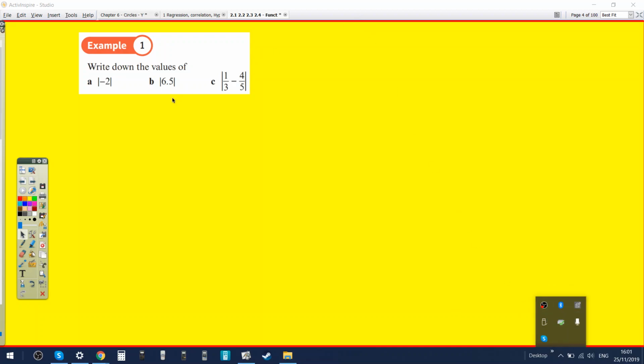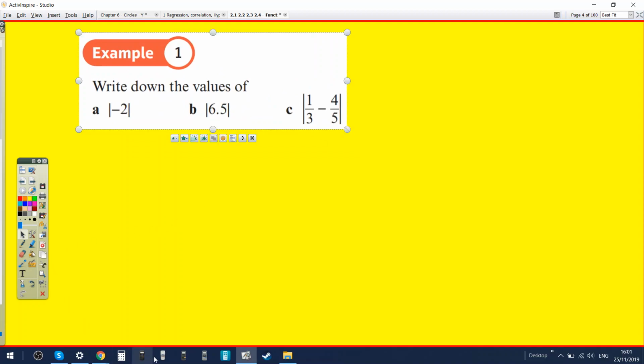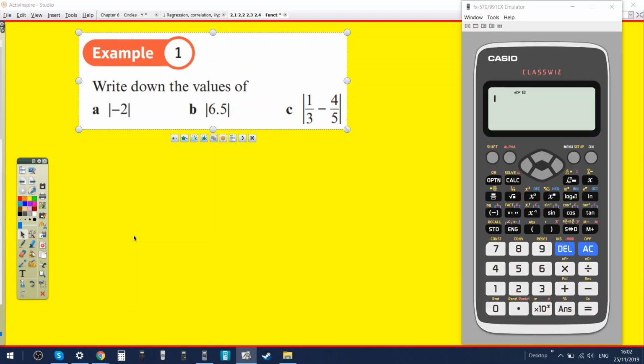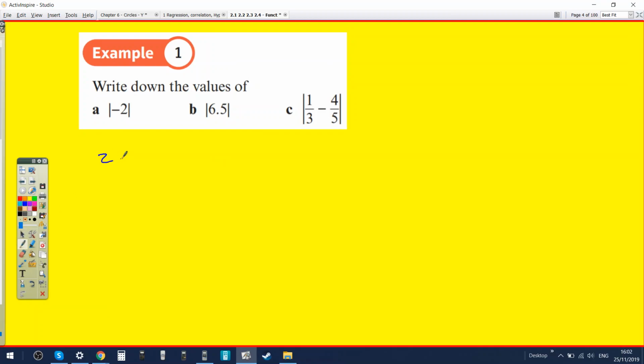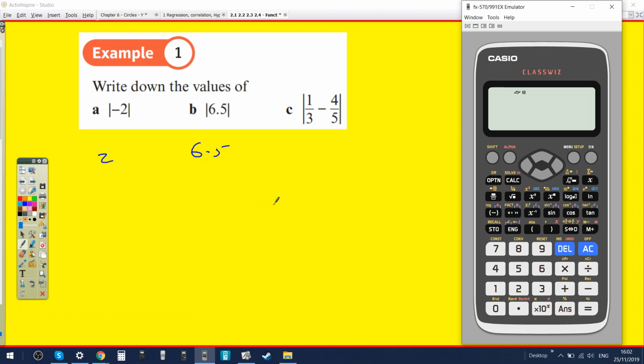A would just be 2. Yeah. B would stay the same. And would we work out what a third minus 4/5 is? And then it'd be just the positive of that. Yeah, and on your calculator, you have absolute somewhere. It's shift left bracket is absolute. Oh, yeah. And so you can do the entire thing in the calculator.